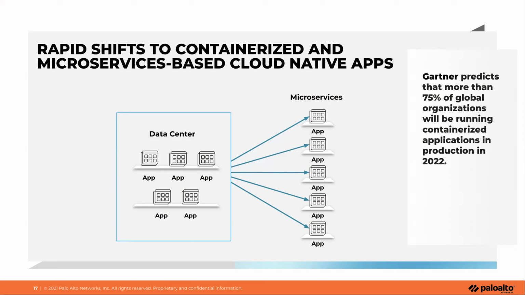Talking about Prisma SASE, the first innovation that we are bringing to the market is the ZDNA Connector. We are seeing a rapid shift in the market, specifically in migration to containerized and microservices-based cloud-native applications. In fact, Gartner predicts that 75% of organizations will be running containerized applications, even on-prem. This is not about cloud.